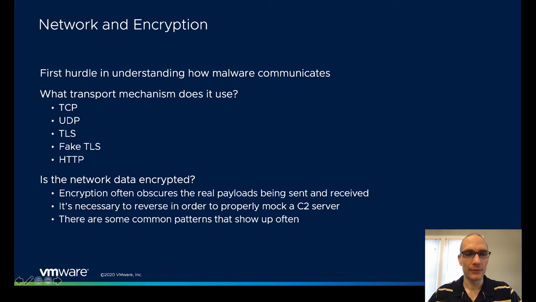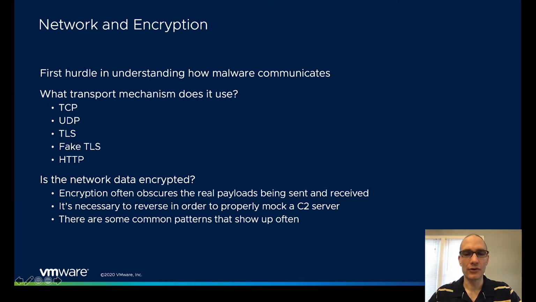These are probably some of the more common mechanisms that we see. When it comes to the encryption, it's fairly common that a C2 protocol is going to have some way to try to obscure the real payloads that are being sent and received. So you may be able to see header information, but you may not see the actual payload that's being sent.